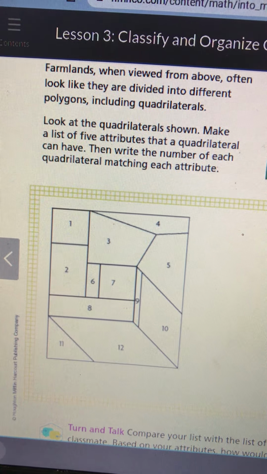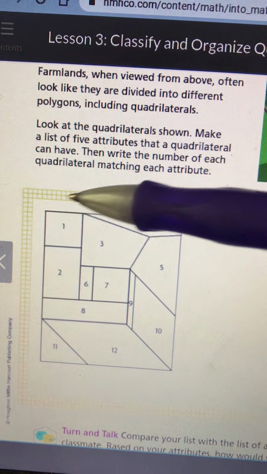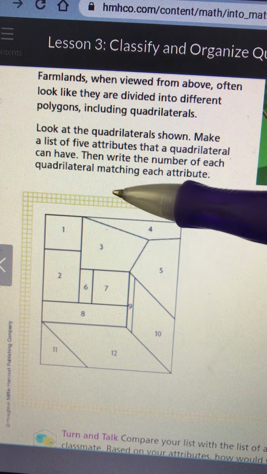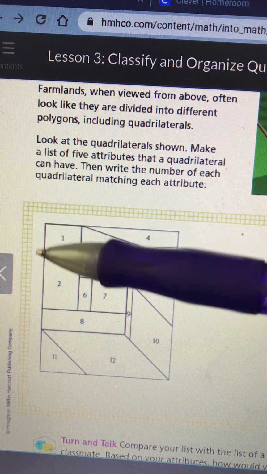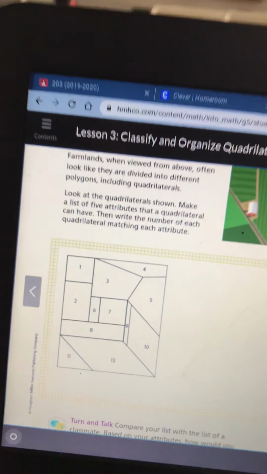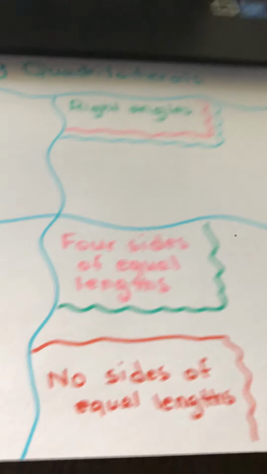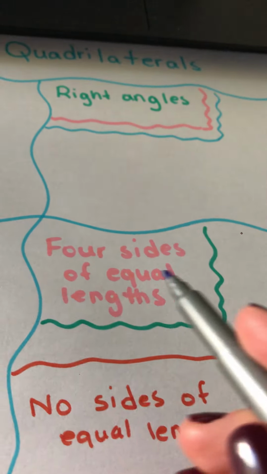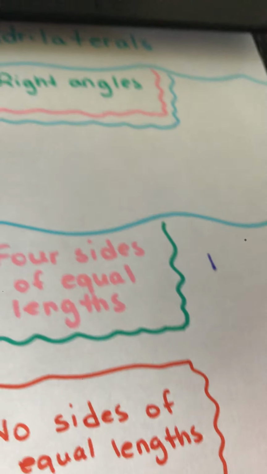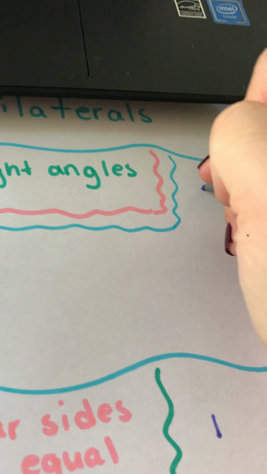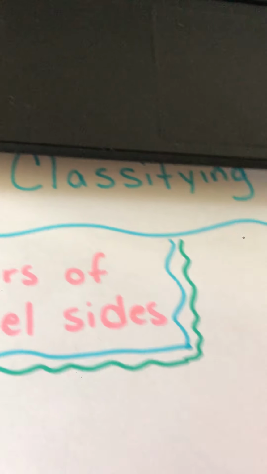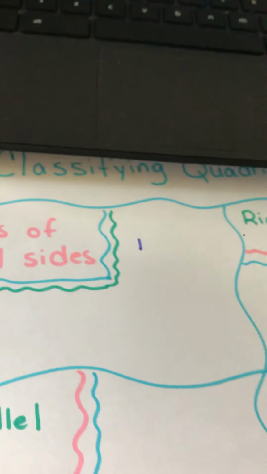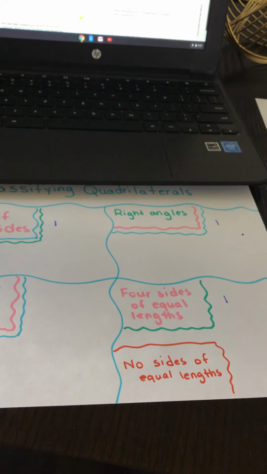I can say that number 1 definitely is a quadrilateral. And to me, it looks like all same sides. So it looks like this side is the same as this side, the same as that side, same as that side. And I know that I have 4 right angles. So this quadrilateral goes under a few different categories. Number 1 goes into 4 sides of equal length. It has right angles. No parallel sides? No, it does have 2 pairs of parallel sides. So number 1 goes into 3 different categories, as you see.